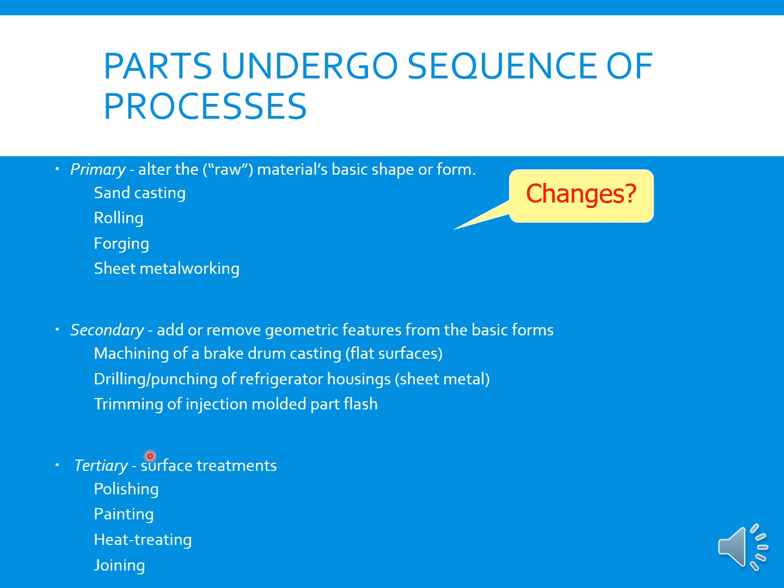The third process is, for example, surface treatment. Examples: painting, polishing, heat treatment, joining. Okay, these are the three.